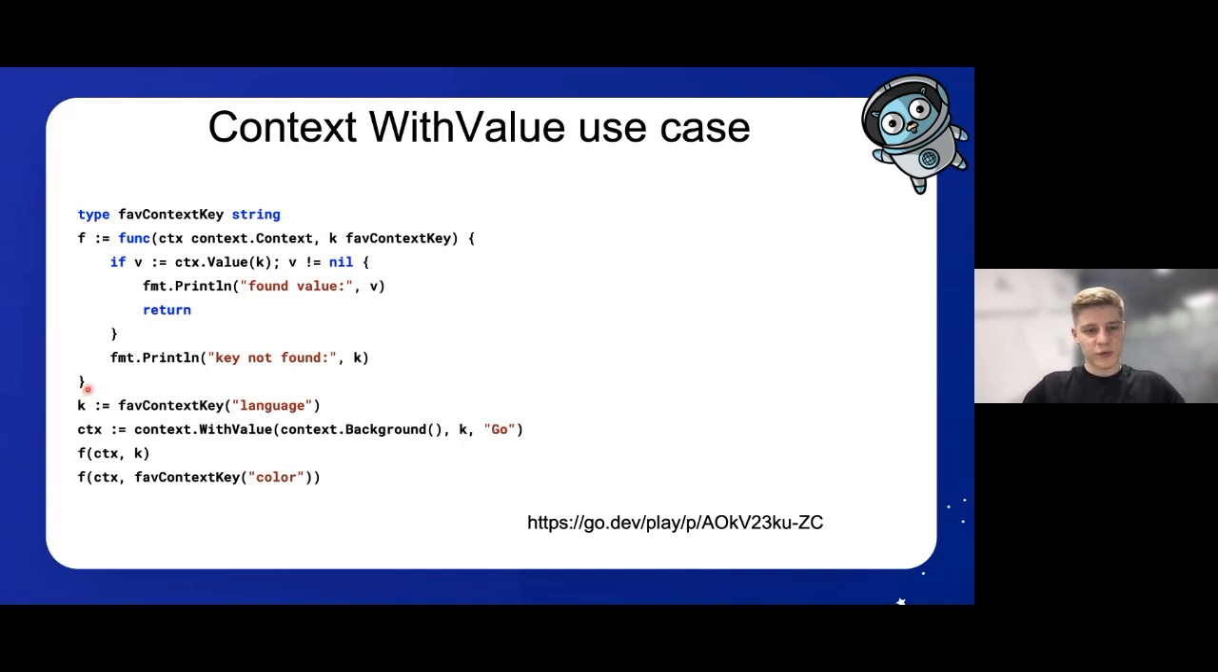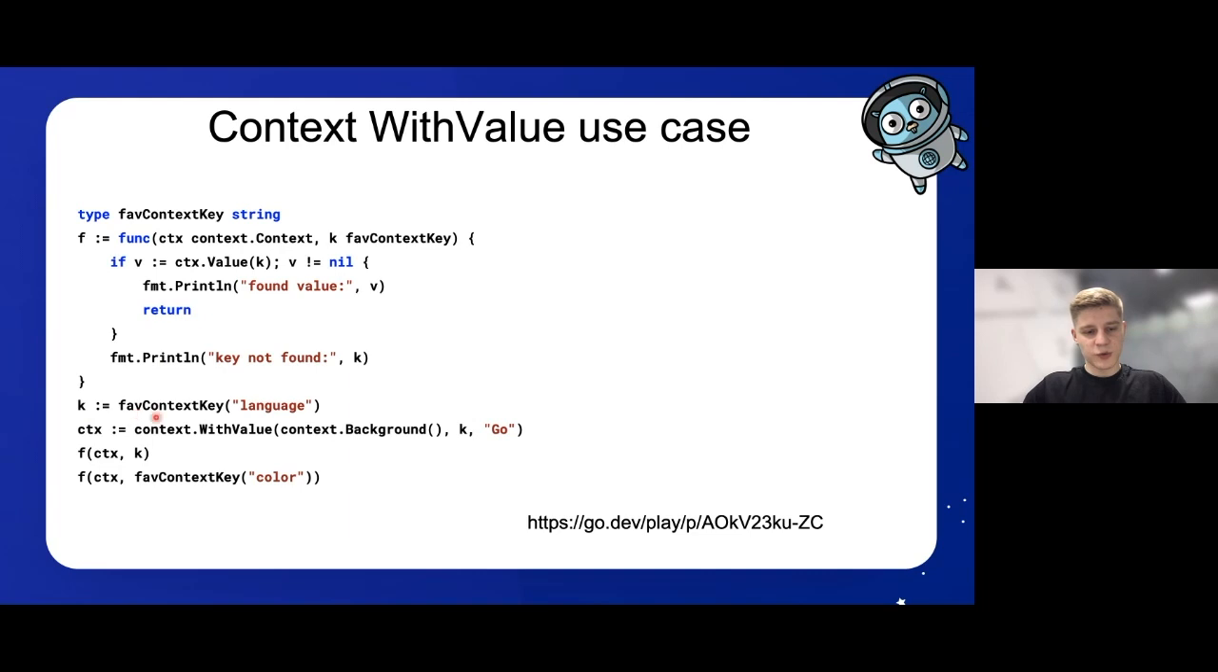We created some function which receives the context and the key and checks whether we are able to get the value for this key or not. In case the value is not found, we return the following output. In case the value has been found, we return a message that it found the value and the value itself.